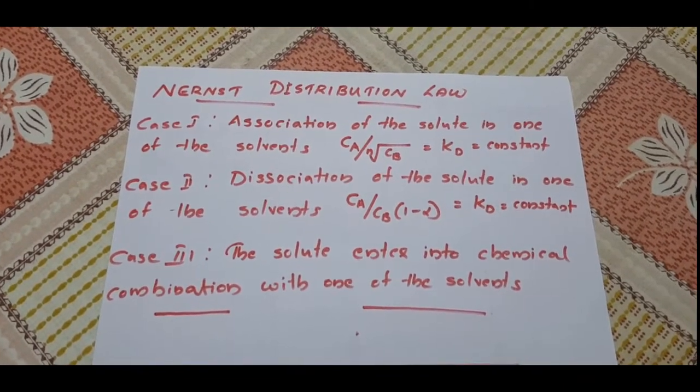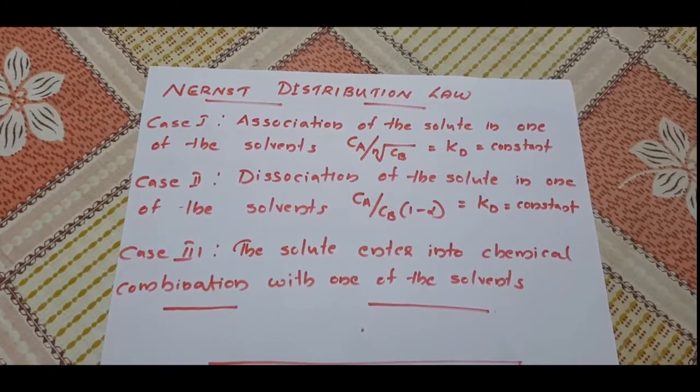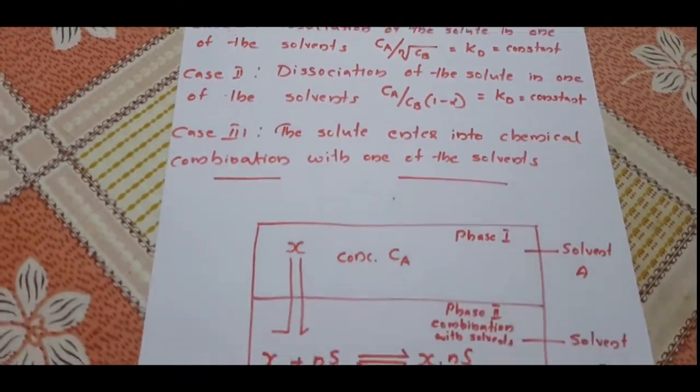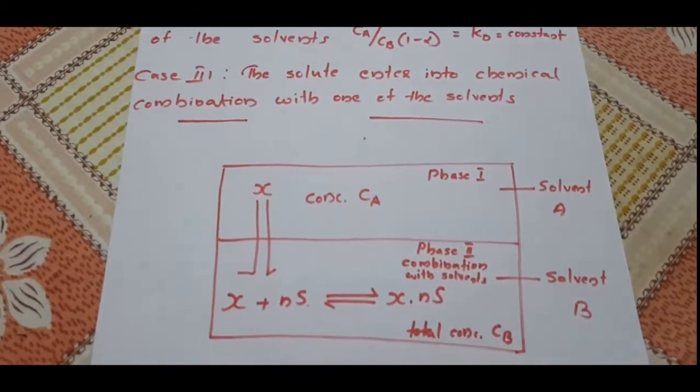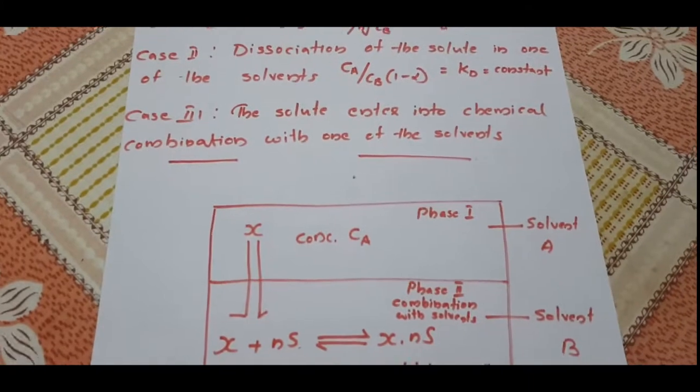First is association of the solute in one of the solvents. Case 2 is dissociation of solute in one of the solvents. Next, we move on to case 3, that is, solute enters into chemical combination with one of the solvents.